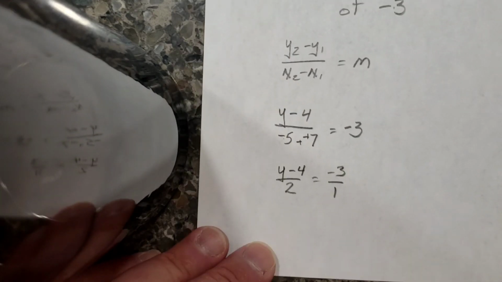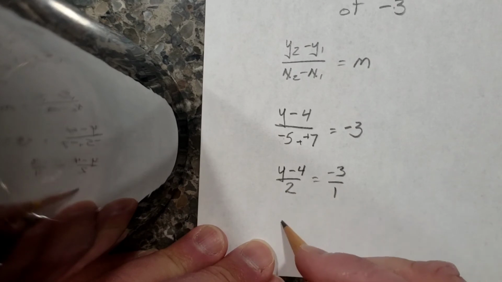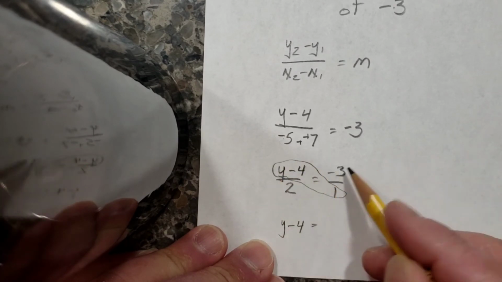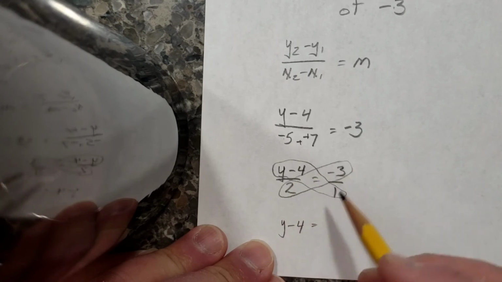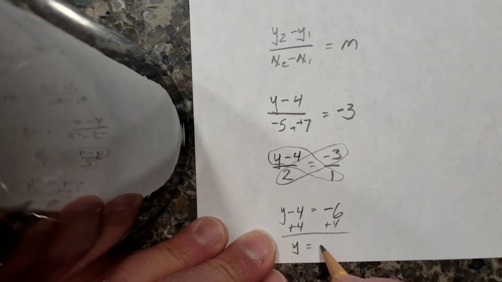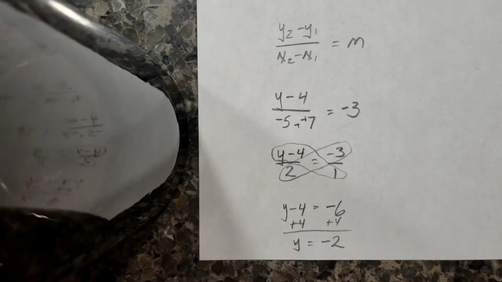Very simple. We just cross multiply. We get y minus 4. When you multiply that by 1, you get the same thing. -3 times 2 is -6. So let's add 4 to both sides to solve the equation. And that y value is -2. Okay? Now move on a couple more.